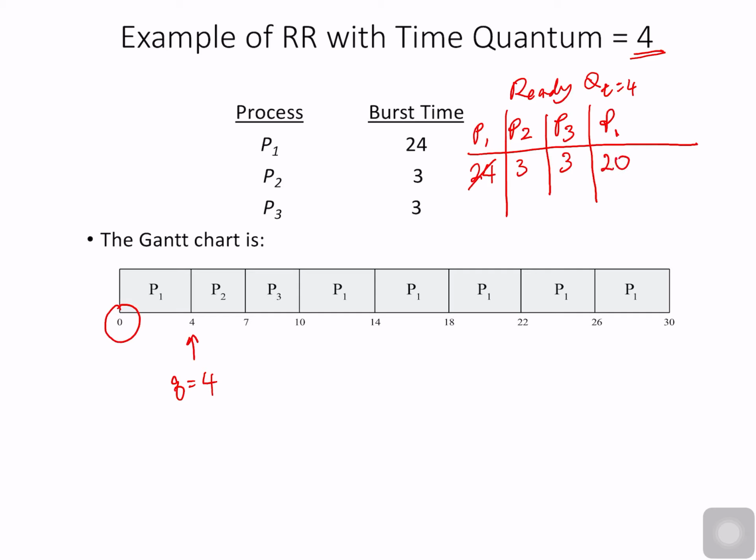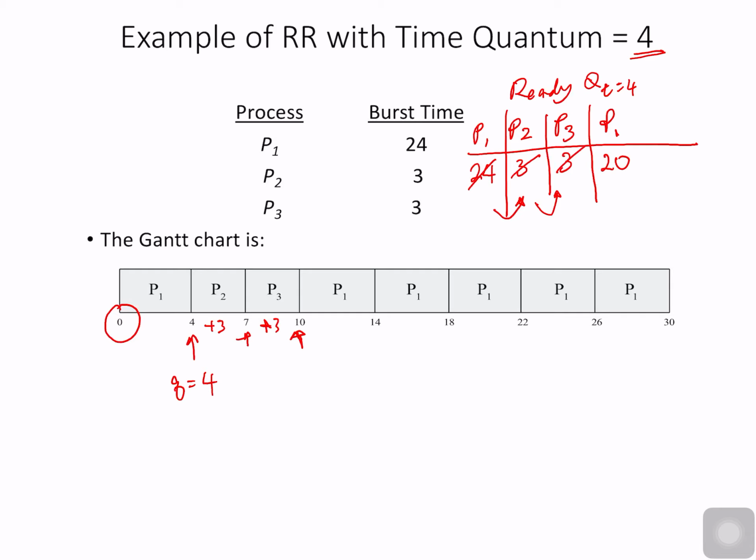The next process in execution will be the next process in the ready queue, which is P2. P2 requires only 3, so we just add 3 to it, until it completes its execution. So it finishes at 7. Once it has finished, the next one will be P3. P3 also requires 3, so plus 3 to it. So it finishes at 10. So P3 completes.